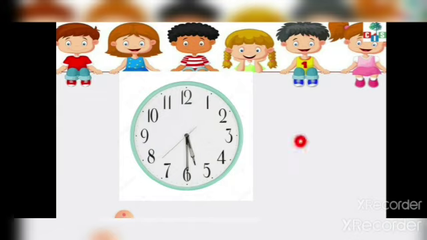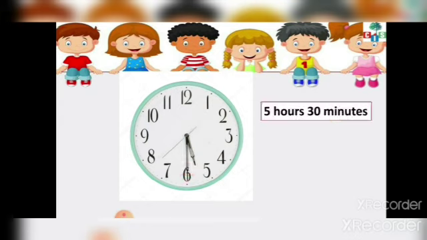Okay. Now, by looking at the slide, you can see the hour hand. It's between 5 and 6. Right? And the long hand is on 6. Right? So, it is 5 hours 30 minutes. It is also read as half past 5.